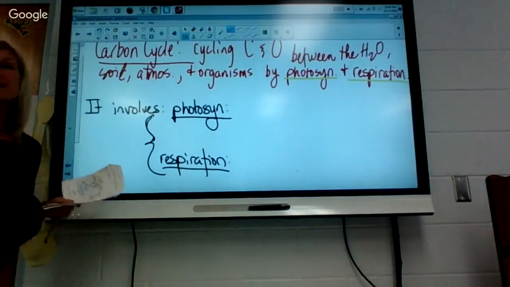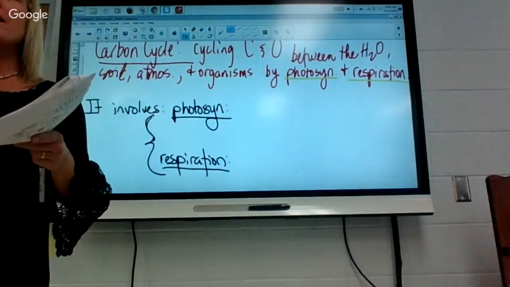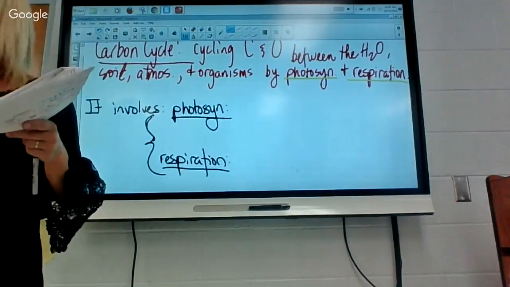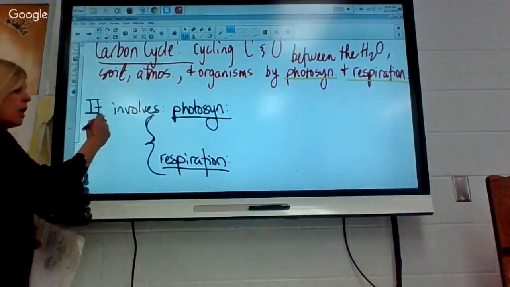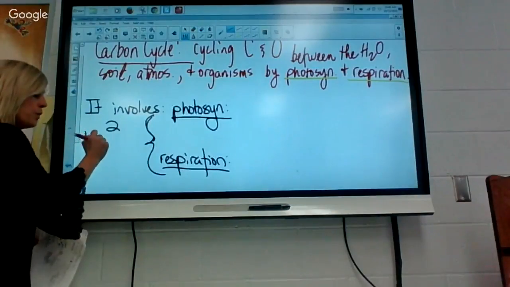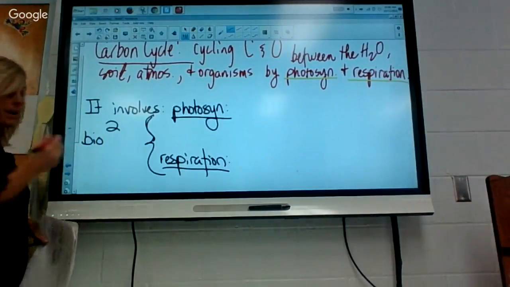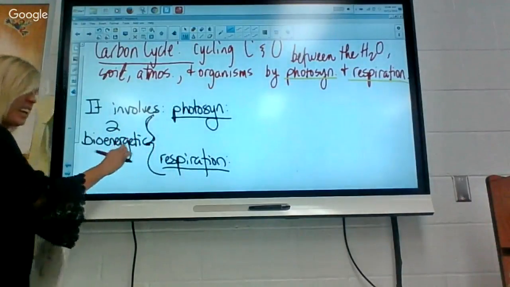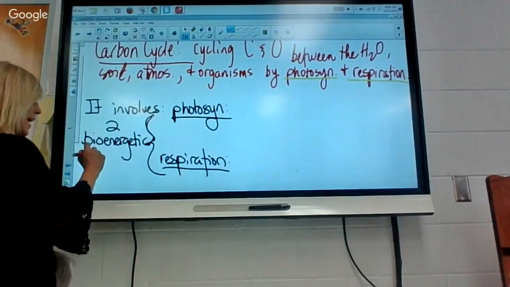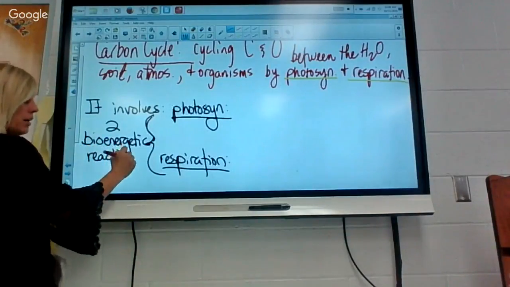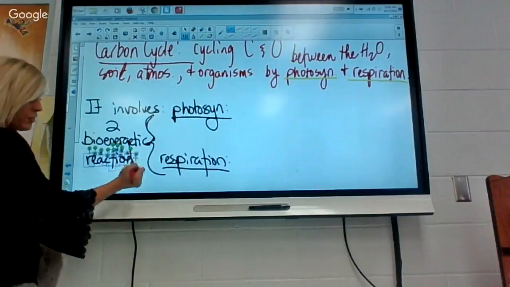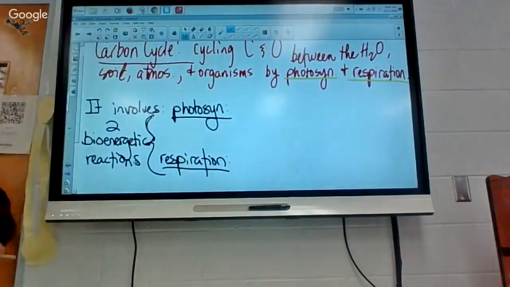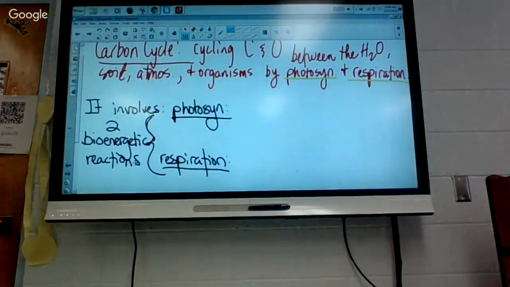So they can ask you on your test, what are the 2 bioenergetic reactions that drive the carbon cycle? And you're going to be like, what? So let's write that down. What's bio mean? Life. Biology. Energetic, what is that? Energy. Reactions, chemical reactions. They both use energy, right? And here they are. So you're going to say photosynthesis, respiration. Okay. All right. So here we go.